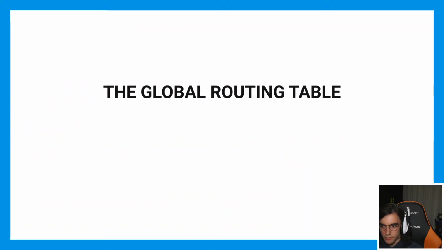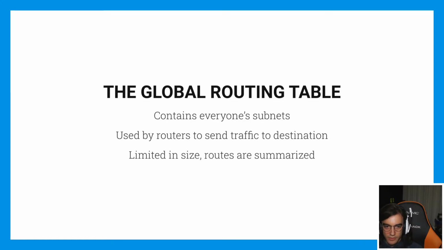And I talked about the global routing table. The global routing table is a table where everyone's subnets that they have advertised through the routers get summarized, and routers use this table to determine where they send their traffic. The routing table is limited in size, so when you advertise lots of small subnets that can be summarized into a big subnet, they're summarized. It's like compression, but it doesn't really matter. I just added that for semantics.